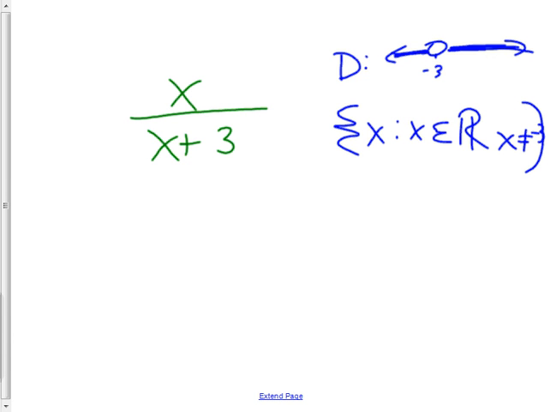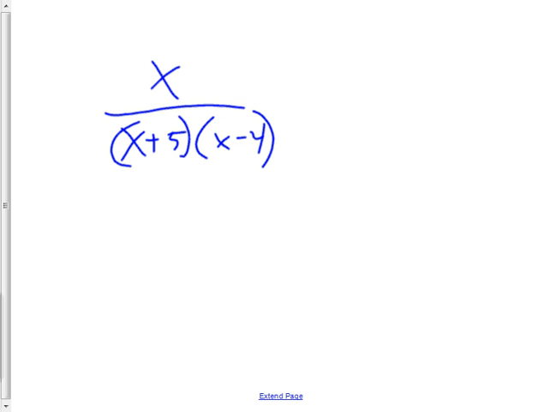Okay, so let's talk domain on something a little more complicated. Let's say it's x over (x plus 5)(x minus 4). Do you get that everything works on my number line to start with, except what? -5 and +4. And the empty spot's there. Doesn't work there, doesn't work there. There we go. So domain on these is really easy. You just look for, it's all about the base again.